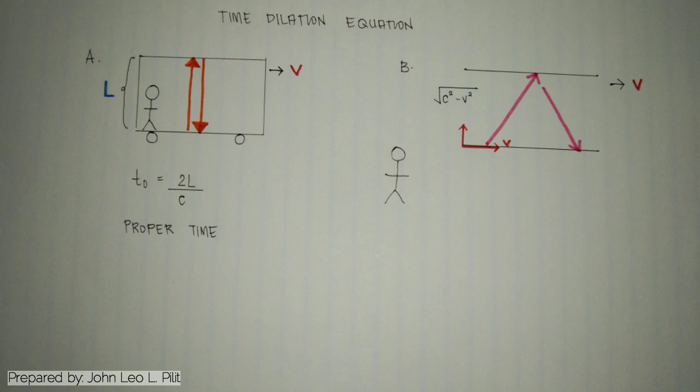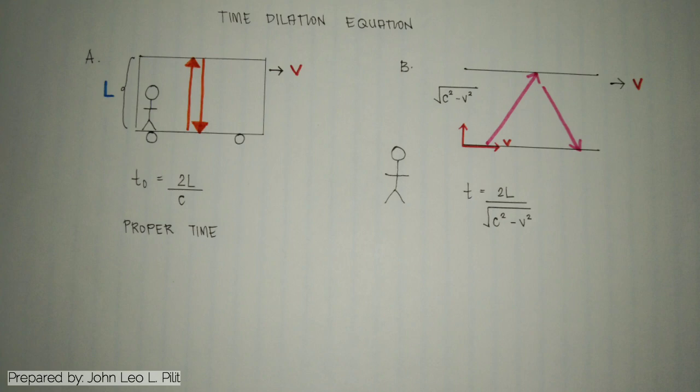Now, if you want to figure out the time spent by this light beam for the entire process based on your perspective as an observer on the ground, we would use the time equation T, which is equal to the product of 2 and L, divided by the square root of c squared minus v squared.